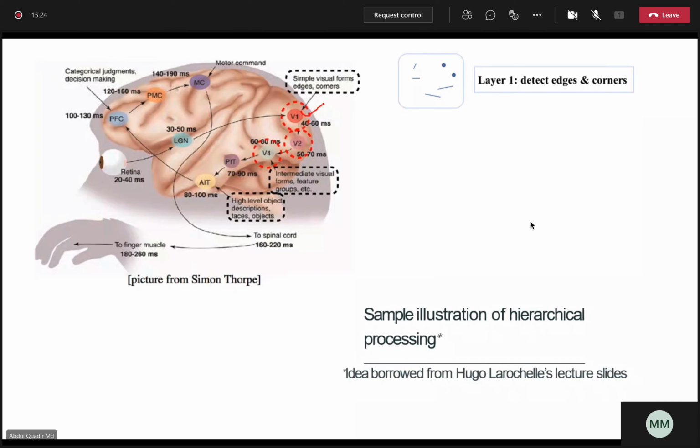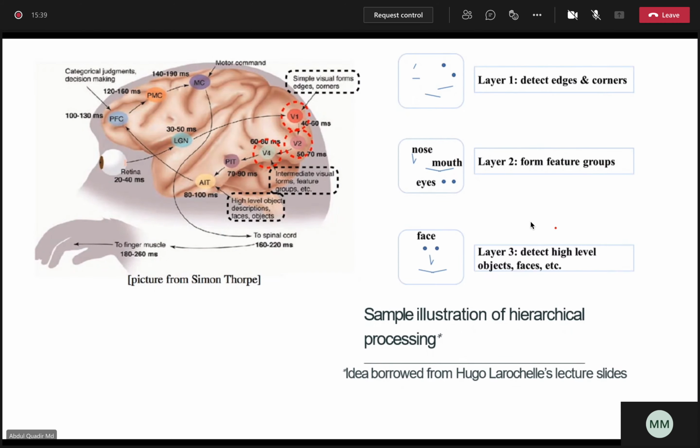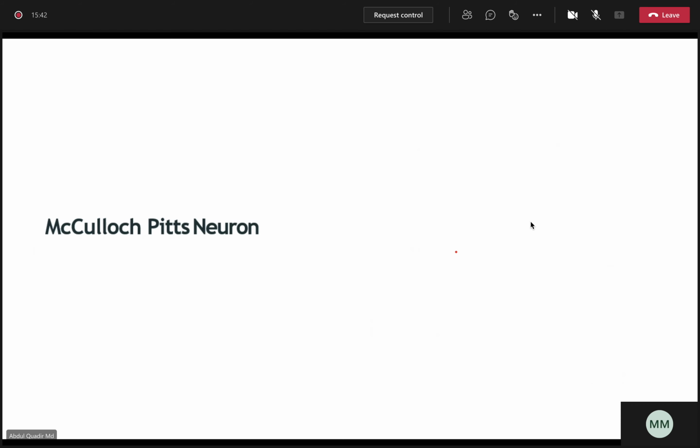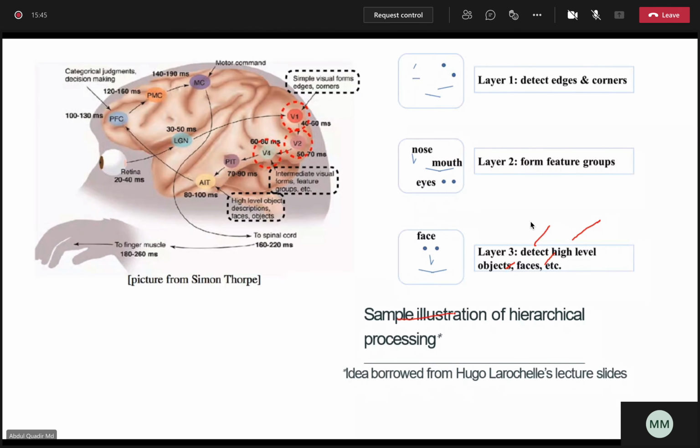In the first layer, students, it first detects the edges and the corners. In the second layer, it forms the features of a nose, mouth, eyes. And in the third layer, it detects the high-level faces and objects, like a face. Then it decides to take a condition: whether I should shake my hand, whether I should move my body, and then it goes around and around.